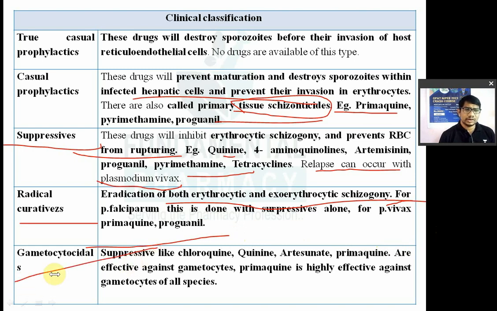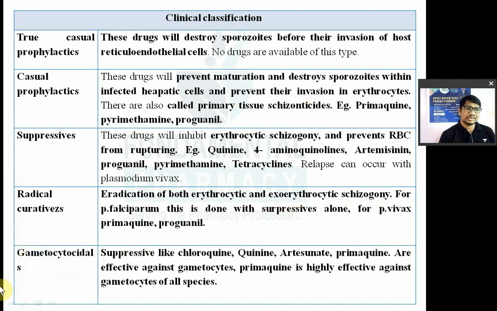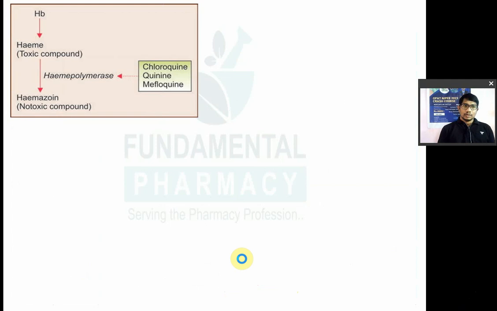Now gametocytocidal drugs. These drugs destroy the gametes, male and female. Suppressive drugs like chloroquine, quinine, artesunate and primaquine are effective against the gametocytes. Primaquine is highly effective against the gametocytes of all species. Remember, only primaquine is a drug which is active in the exoerythrocytic stage.